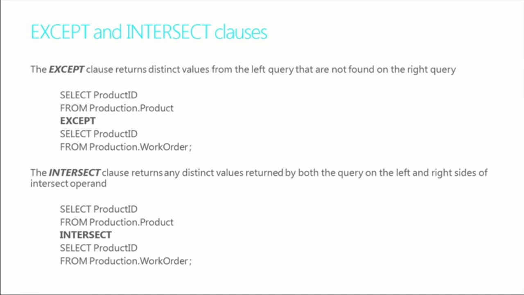So the first one up top, let me go back there, returns values from the left query that are not found in the right query. So the except returns distinct values from the products table that are not found in the work order table. This one down here returns distinct values, again not everything but distinct, found by both: information that's distinct in the left and the right sides of the intersect operand. So anything that's distinct in product and work order will show up in that second one. And again, I'll show you a result set of that as well.